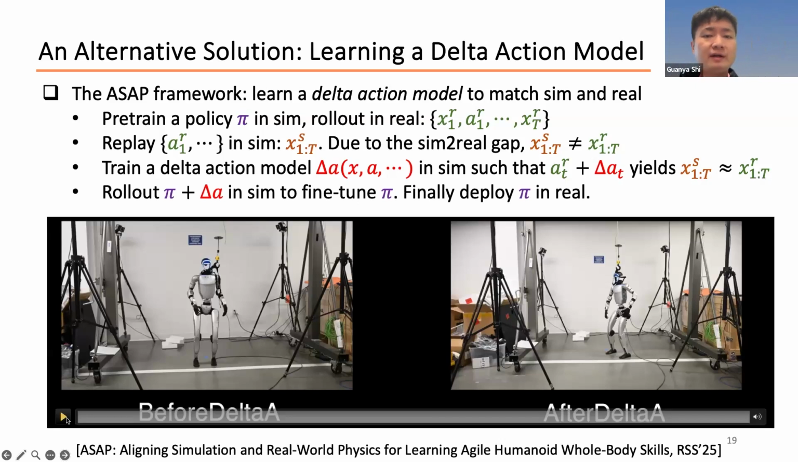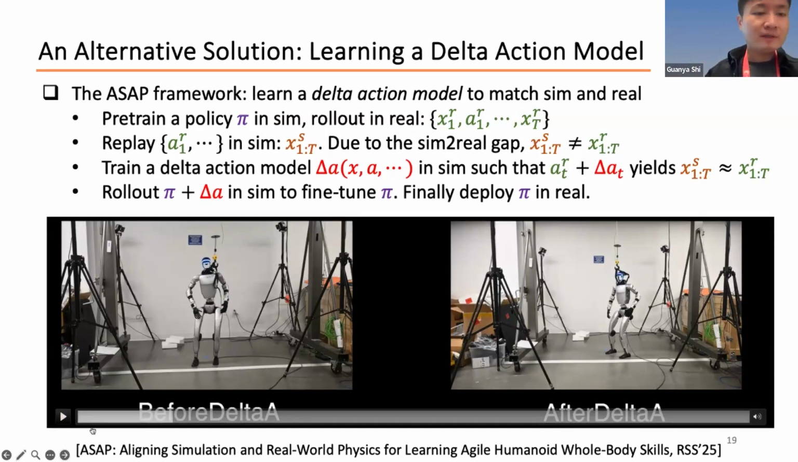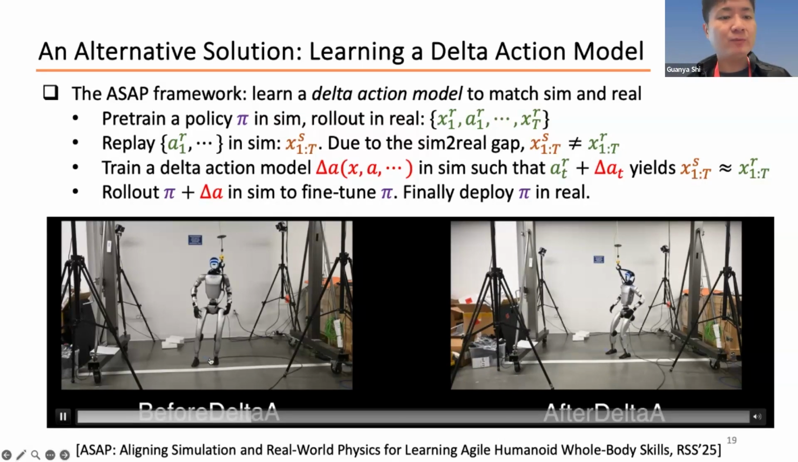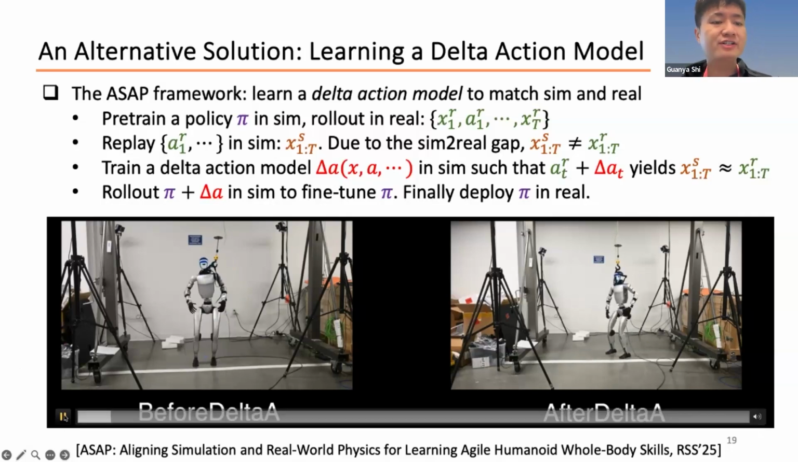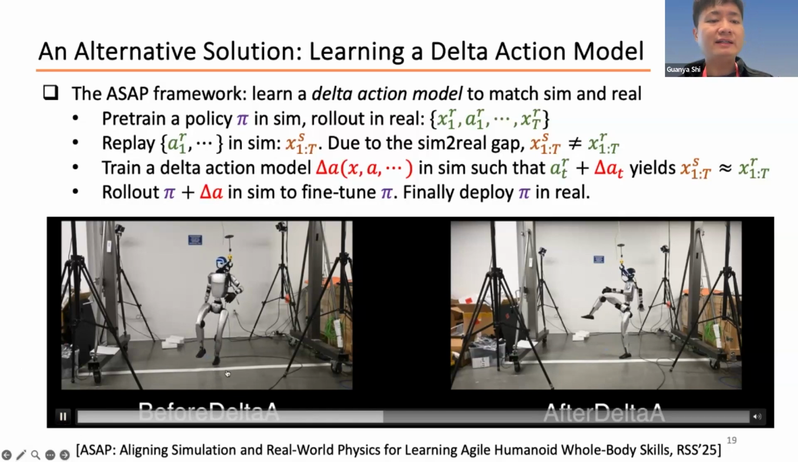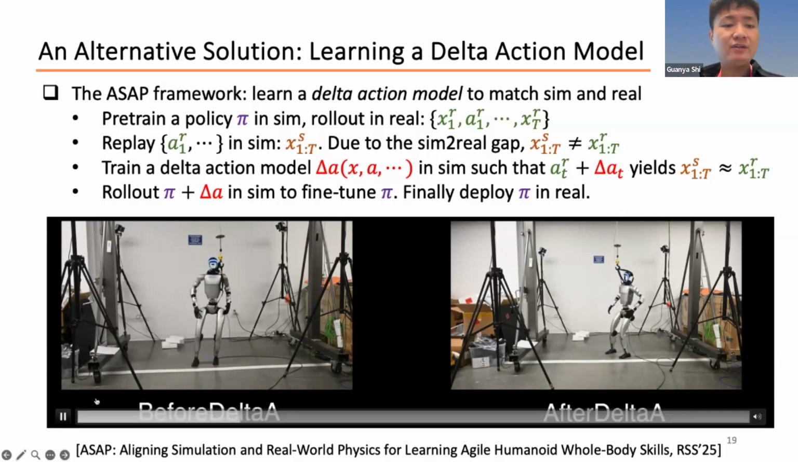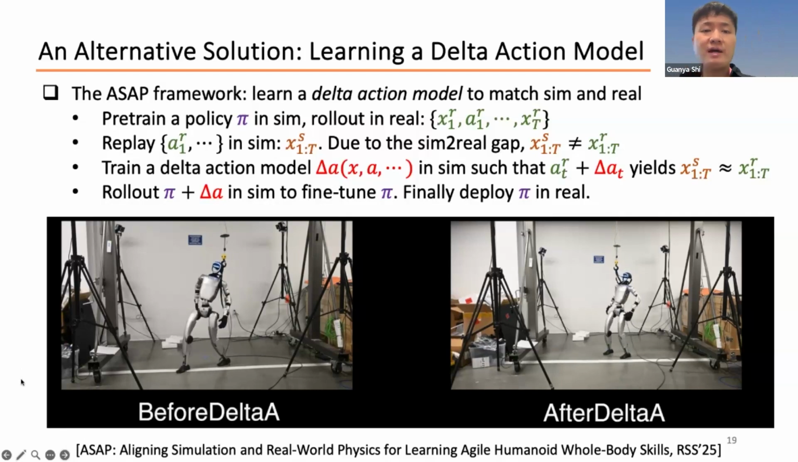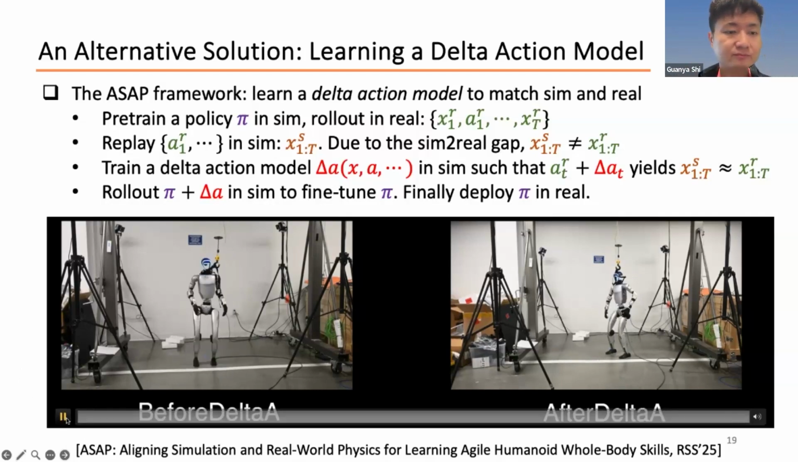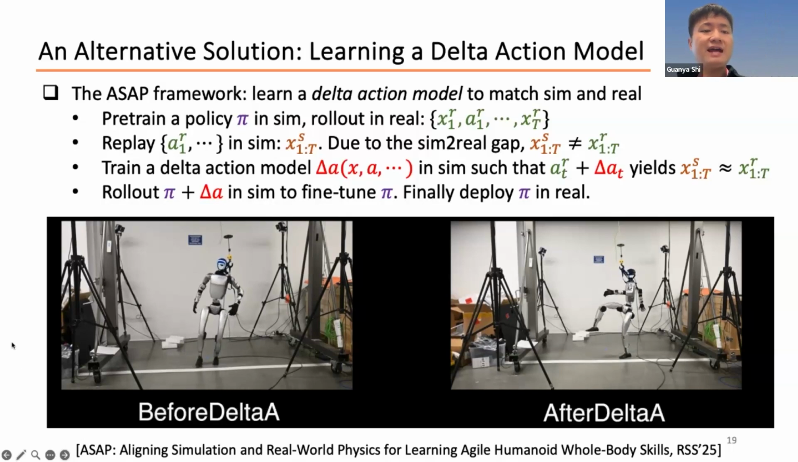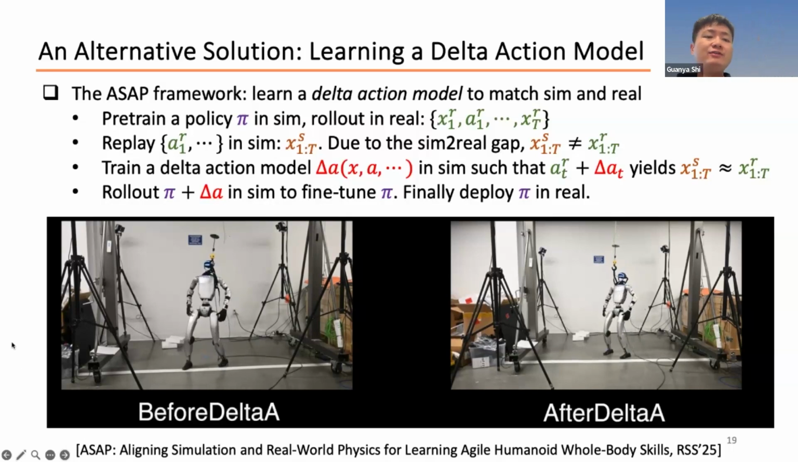So I want to show you some results. This is a humanoid single leg balancing problem. You can see the left video is before learning delta A. I want you to pay attention to the ankle part. The left foot, you can see it works, but the ankle shakes a little bit here. And the right video is after we learn delta A. You can see it can do the same thing, much more stable. I want to play it again. The left is before we fine-tune the policy with delta A. The right is after.